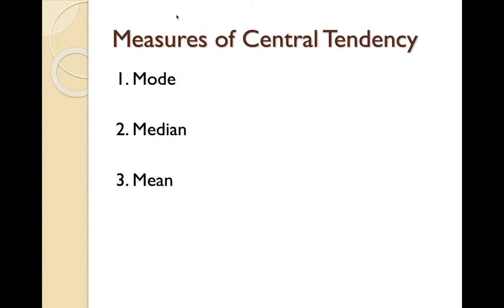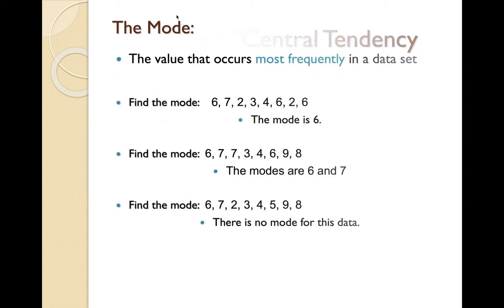Three measures of central tendency are mode, median, and mean. The mode is the value that occurs most frequently in a data set. So if we were going to find the mode of the data set to the right, the mode would be 6 because it occurs 3 times and no other data value occurs 3 or more times.